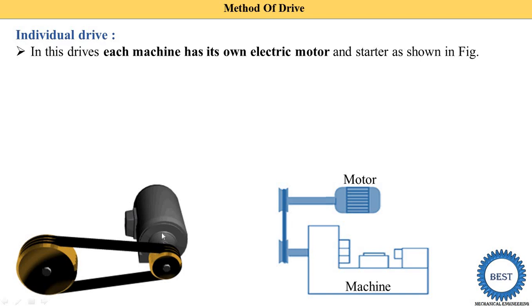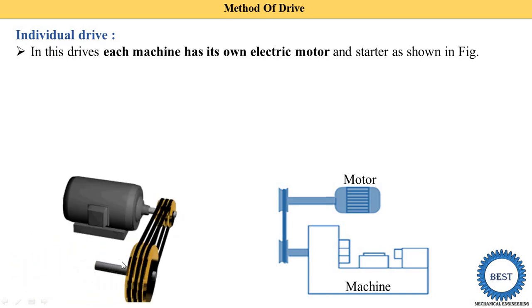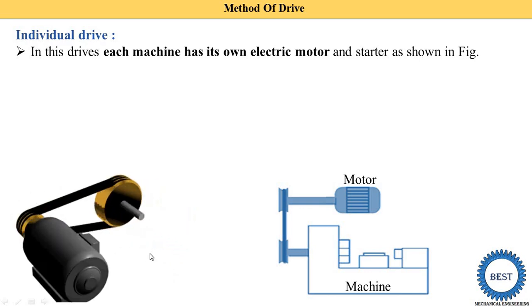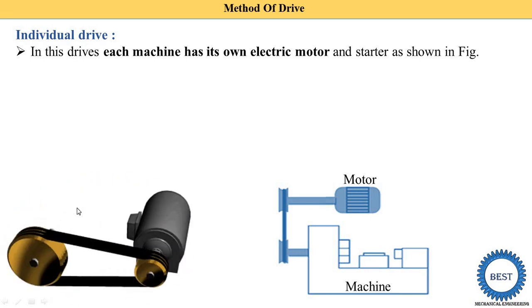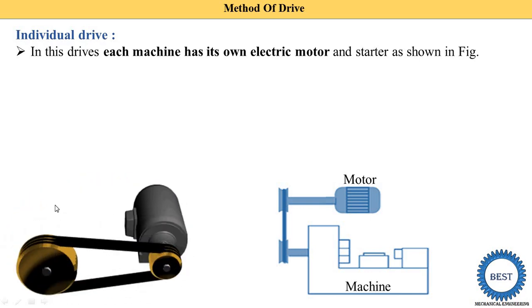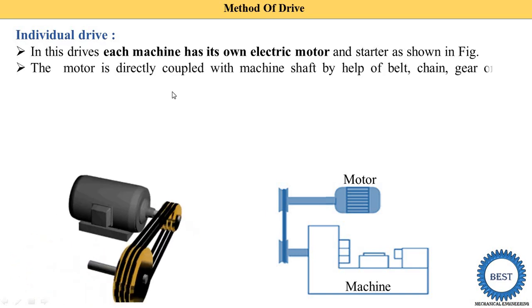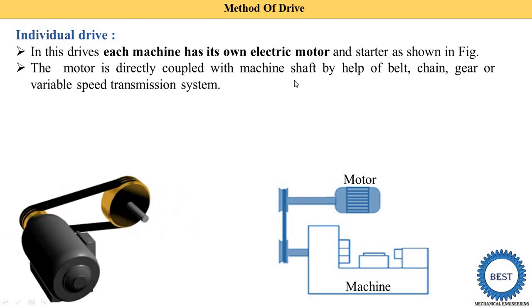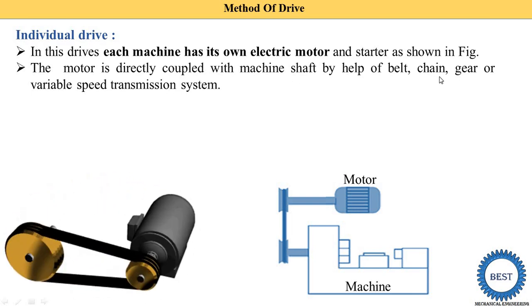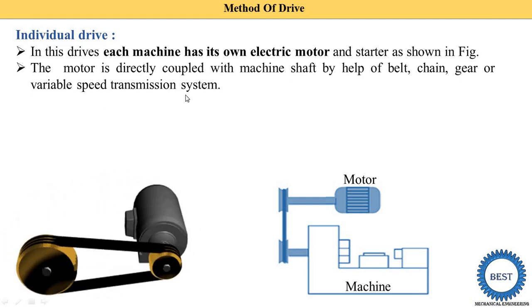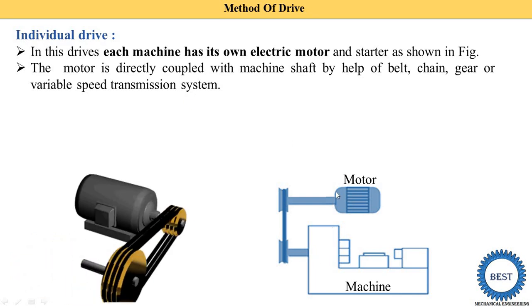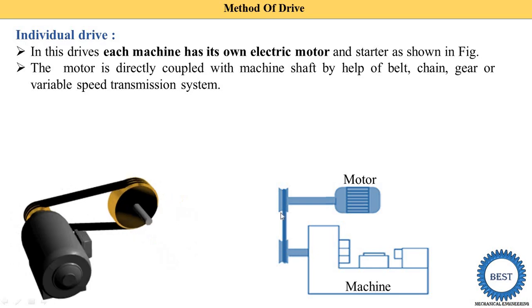Here you see this is the electric motor, this is the belt drive, and on the shaft of this belt drive some other machine is attached. It means a pump, compressor or lathe machine, any machine is attached to this shaft. So it is called the individual drive. The motor is directly coupled with the machine shaft with the help of belt, chain, gear or variable speed transmission systems.